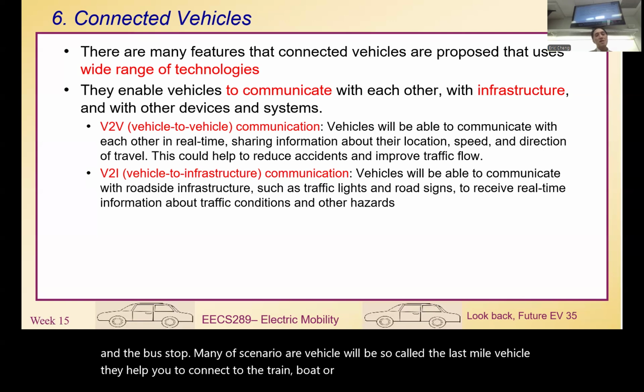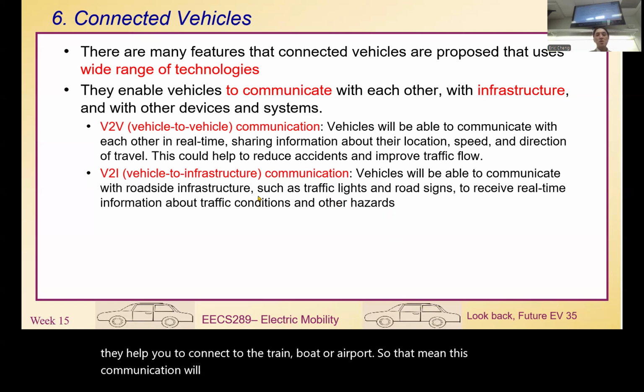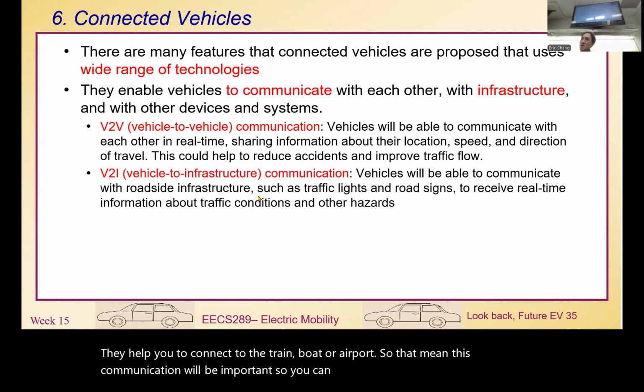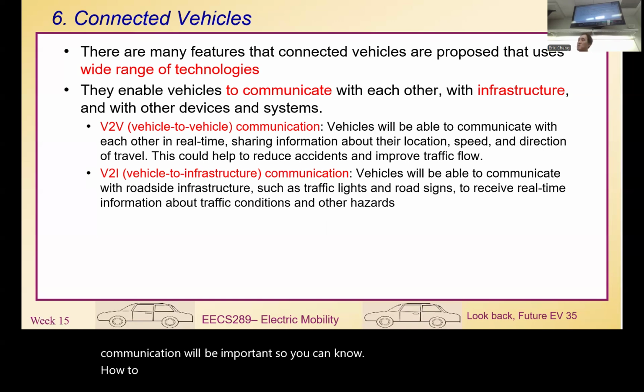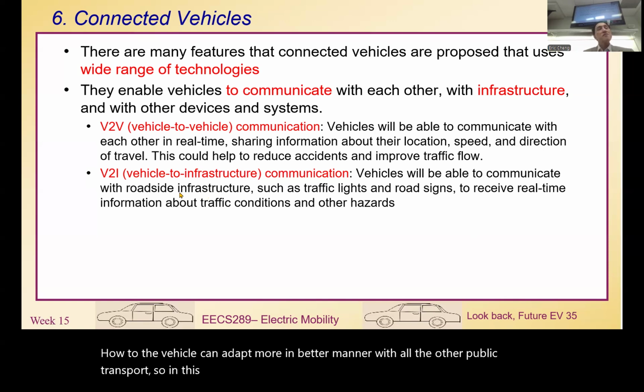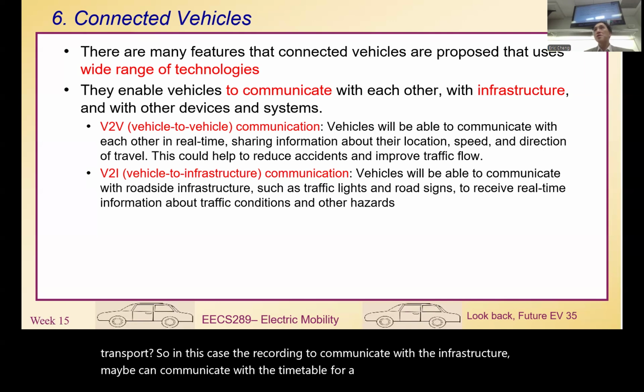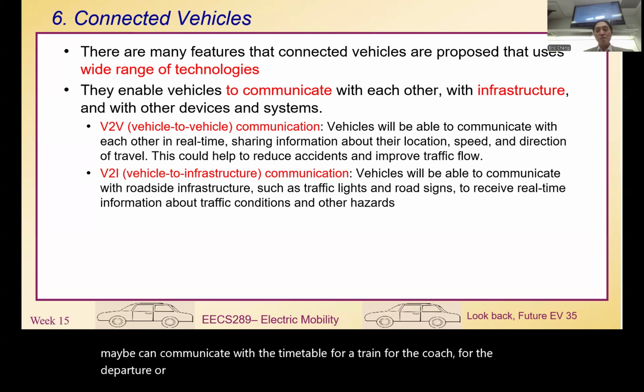So that means this communication will be important, so you can know how the vehicle can adapt in a better manner with all the other public transport. In this case, the vehicle needs to communicate with the infrastructure, maybe with the timetable for the train, for the coach, for the departure or arrival in the airport. Then in this case, they are able to, not really make control, but communicate.